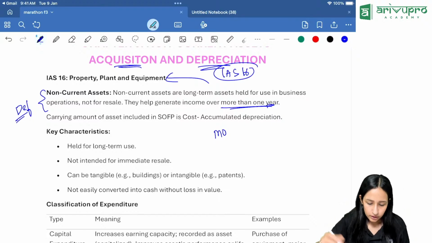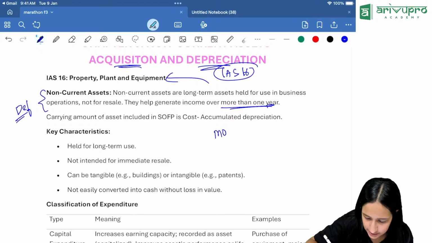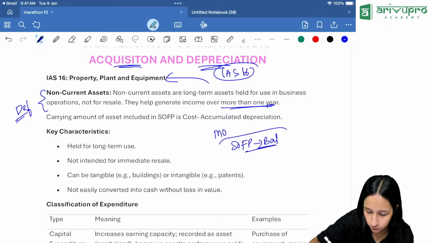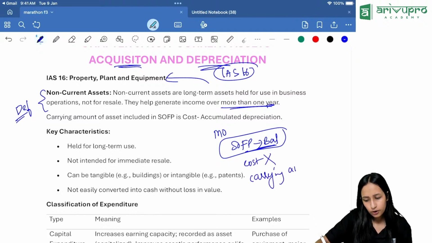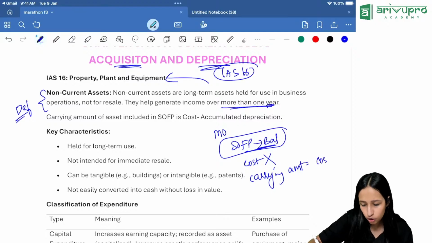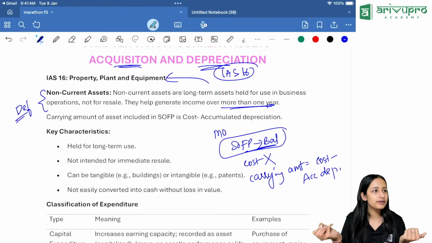Now, okay, we will see always in your SOFP, which is the balance sheet, we will not include non-current assets at cost. We will include it at carrying amount. How do you calculate carrying amount? It is the cost minus accumulated depreciation. Now, what is accumulated depreciation?